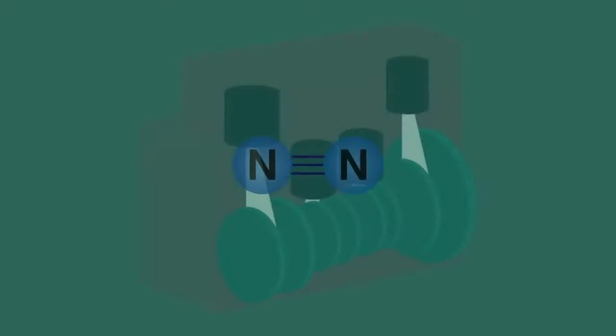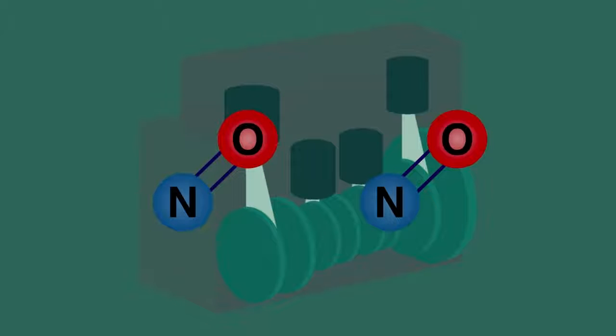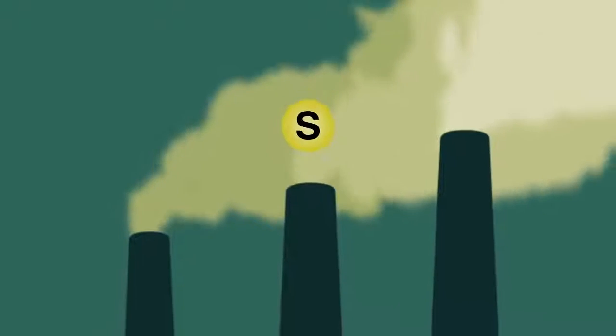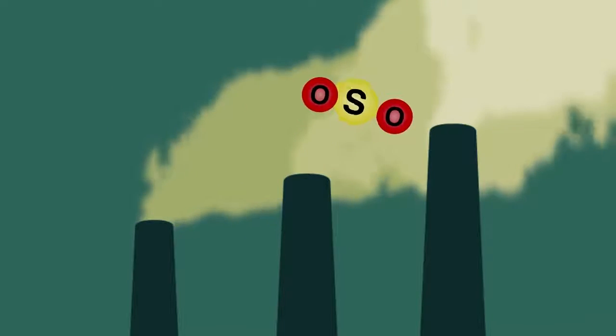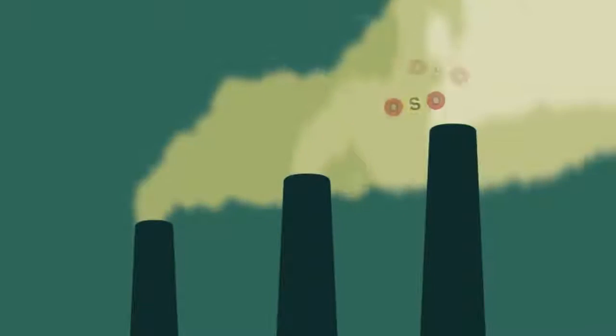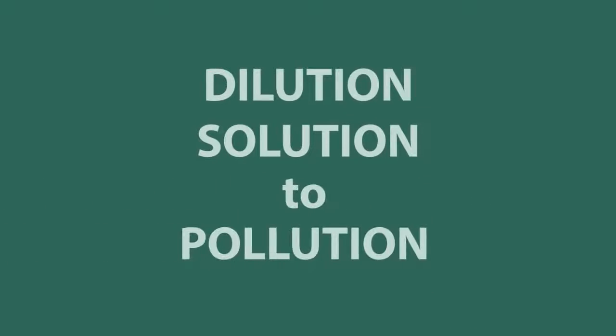Well, the nitrogen came from the combination of atmospheric nitrogen and oxygen in the cylinders of motor vehicles, and the sulfur when fossil fuels containing sulfur are burnt, particularly in our power stations. Let's look at power stations in Europe. For many years, these stations have been using tall chimneys to disperse the sulfur dioxide far away, thinking that dilution was the solution to pollution.